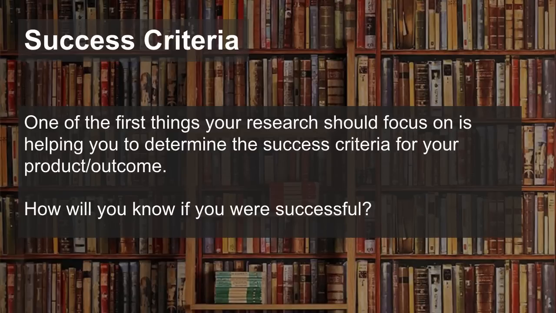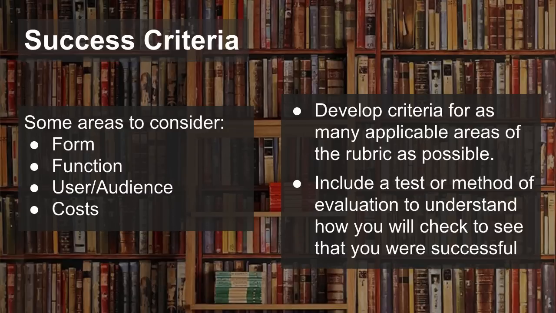And so there's a few different ways you can approach this. One is you might approach it by considering different areas of it: the form of your product or outcome, the function, the user and the audience, and the cost. Regardless, you might add other areas to this. You might not do all of those depending on your product and outcome. It might not be totally relevant, but you want to make sure that you have several criteria. You want to try to have as many different areas to consider, was I successful or not.